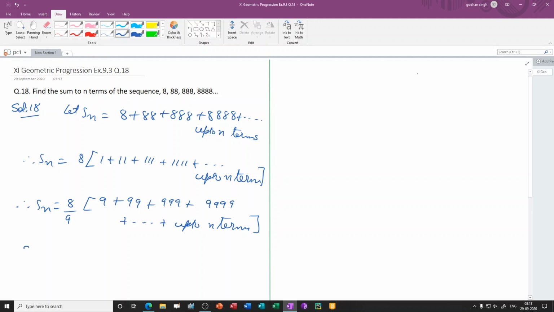Now, Sn equals 8 by 9. Now we will write 9 in terms of 10. How can we write 9 in terms of 10? 9 can be written as 10 minus 1, plus in the same way 99 can be written as 100 minus 1, plus 999 can be written as 1000 minus 1, plus 9999 can be written as 10,000 minus 1, and so on, up to n terms.